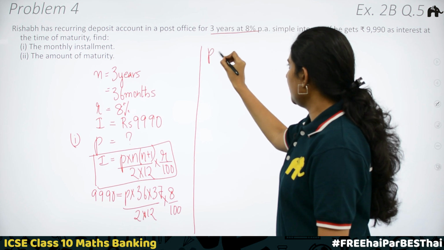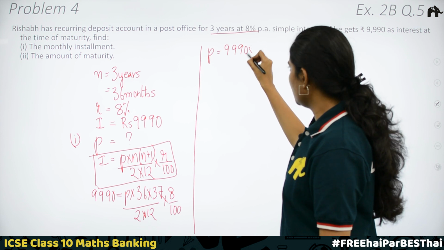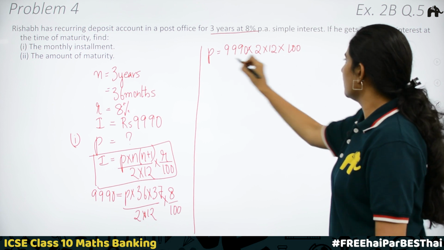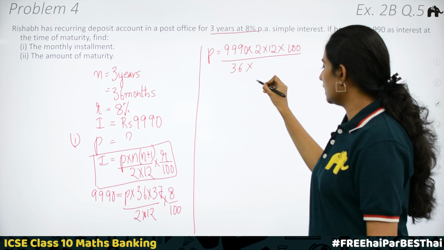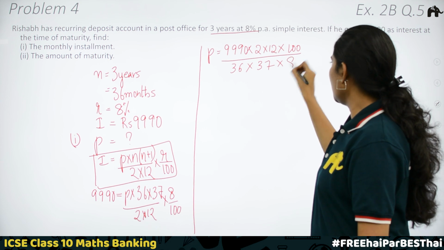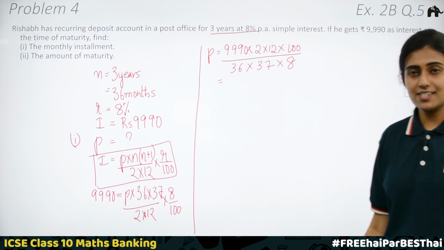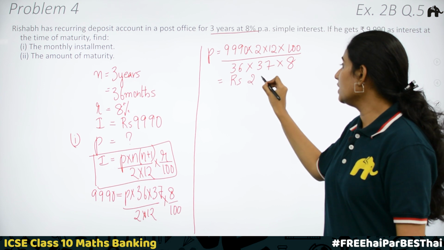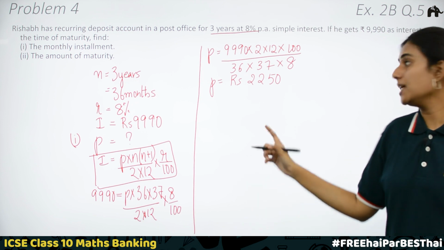Rearranging, P is equal to 9,990 into 2 into 12 into 100 divided by 36 into 37 into 8. Do the calculation. Got the answer? Okay. It is rupees 2250. So the monthly installment P is equal to rupees 2250.